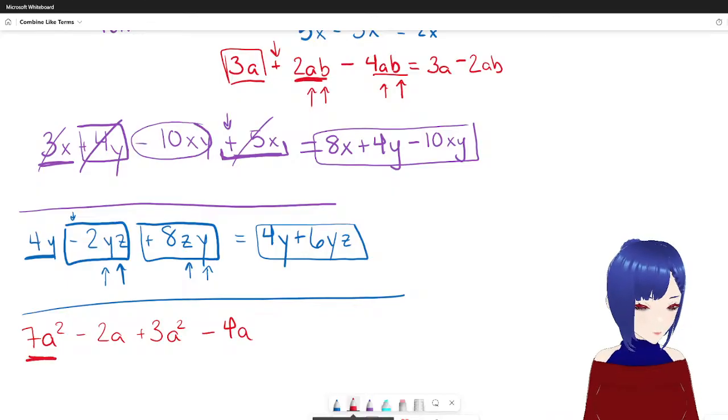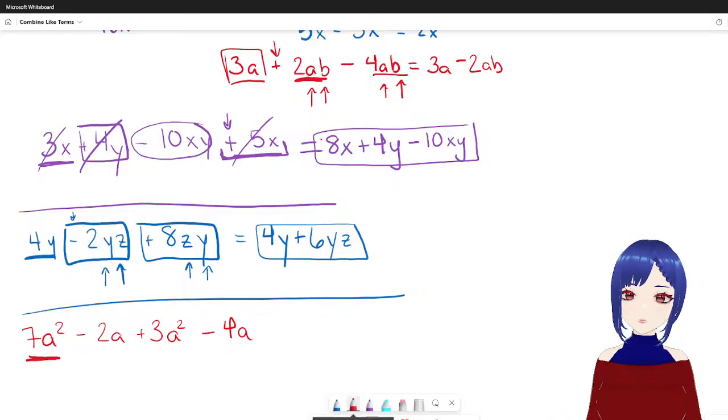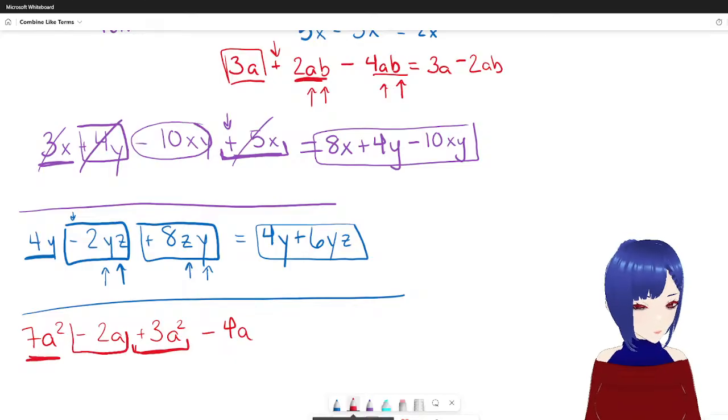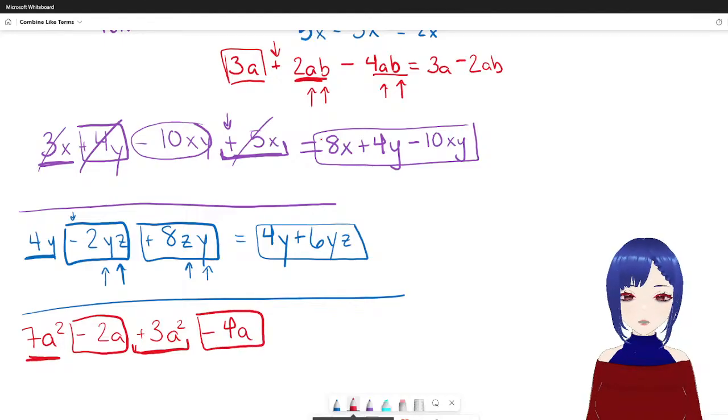So we're going to look at them. Let's start with this a squared. Remember, they have to have the same exponent, so we're going to go through this and look for the ones that have the same exponent. So we have 7a squared, minus 2a, they're different, plus 3a squared, so those are the 2 a squareds, minus 4a. Then we're going to look for just the plain a's. So we have negative 2a minus 4a. Those are two plain a's, no exponents.